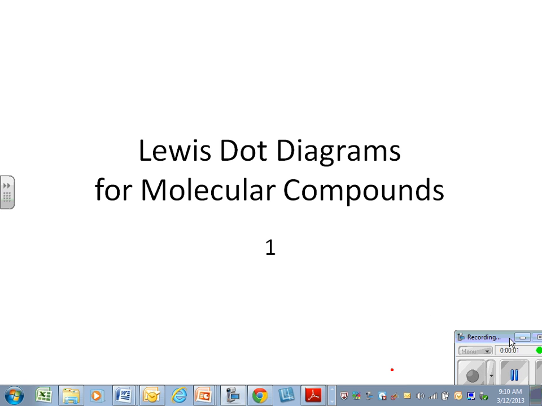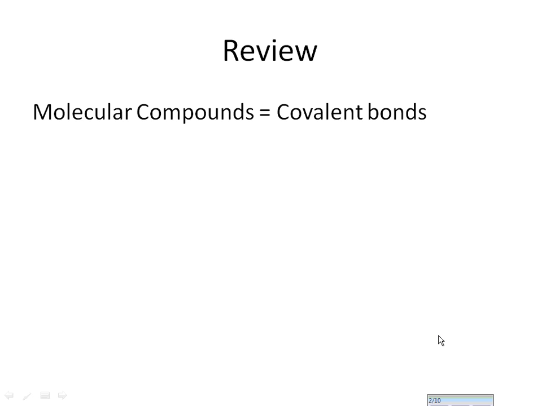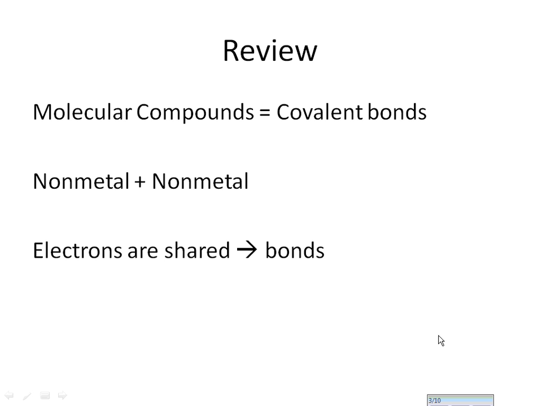In the next few videos, we are going to talk about Lewis dot diagrams for molecular compounds. And just to review, molecular compounds are those compounds that have covalent bonds in them. They are between two nonmetals where electrons are shared to form bonds. Nobody is giving up electrons, nobody is receiving electrons. They are just sharing the electrons, sometimes unequally if they have different electronegativities.